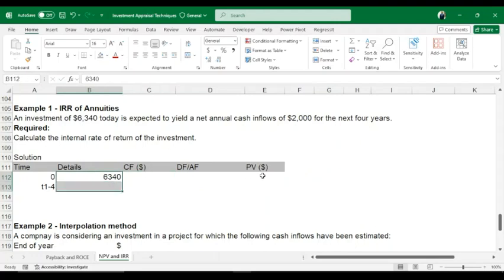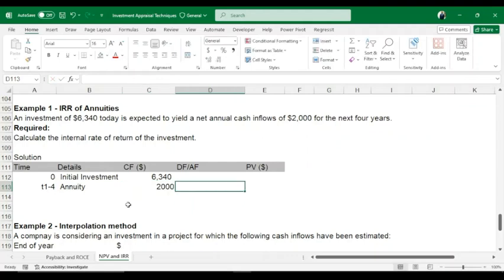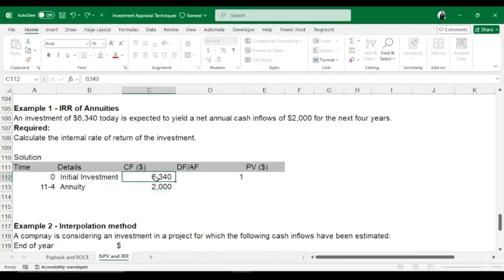I'm going to select everything here and format it as an accounting figure with 0 decimal places. All right, then we have our annuity here. This amount is supposed to be the initial investment, which is negative, and then our annuity is $2,000, with 0 decimal places. The discount factor for the initial investment is always 1.000. So I'm going to increase this to 3 decimal places.